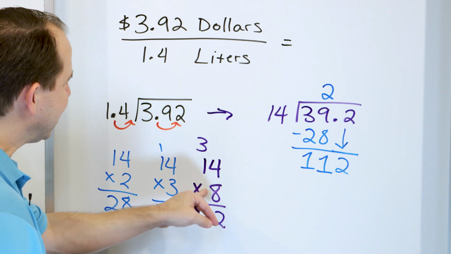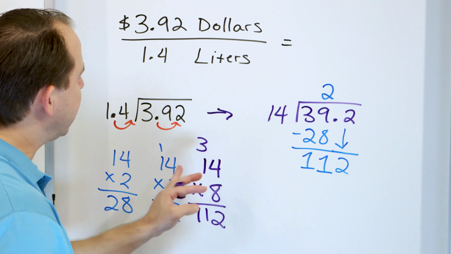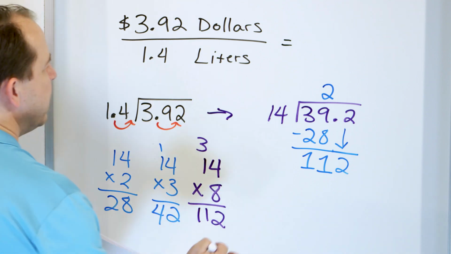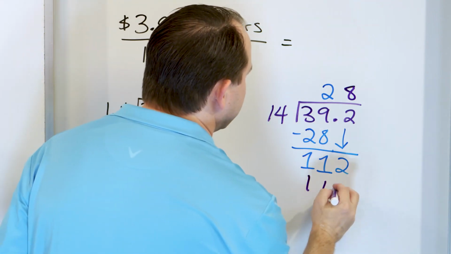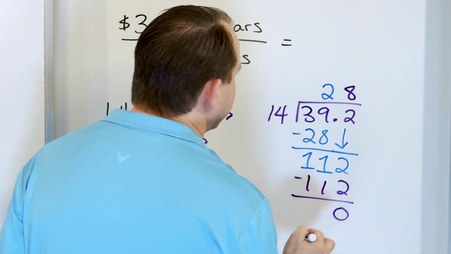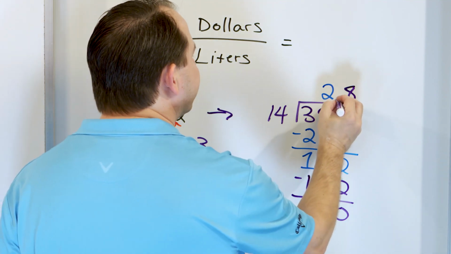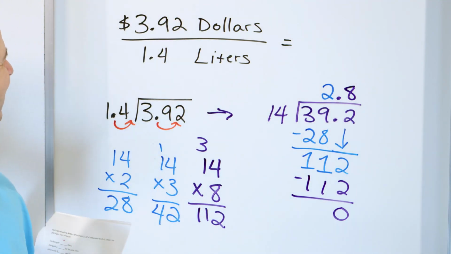You may not know it's exactly 8. You might pick 7. You might pick 9. Eventually, you'll figure out that's the closest. So it can go 8 times. And then 8 times 14 is 112. And of course, then the remainder is 0, and we're done. And don't forget, the decimal just floats right above the decimal point there. So the answer is 2.8.